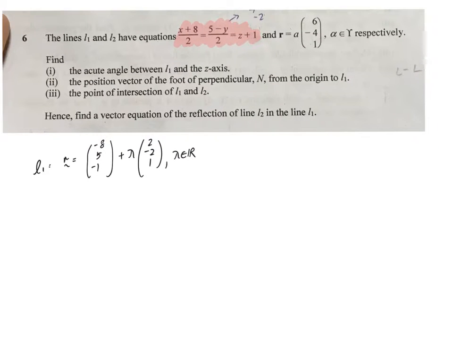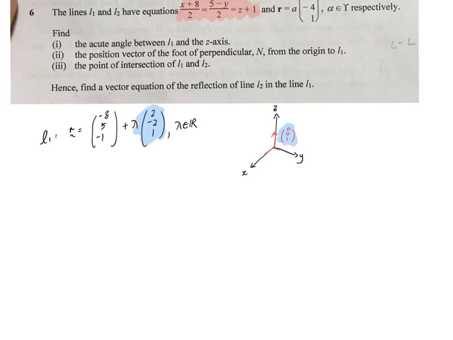For the z-axis, if you recall, this is the x, this is the y, and this is the z-axis. If I want a direction vector that goes in the direction of the z-axis, one simple direction vector would just be (0, 0, 1), because we're not going anywhere in the xy direction, but we're going one unit in the z direction. With that, we have the two direction vectors. One is the direction vector of the line, and one is the direction vector of the z-axis. Let's do part 1.